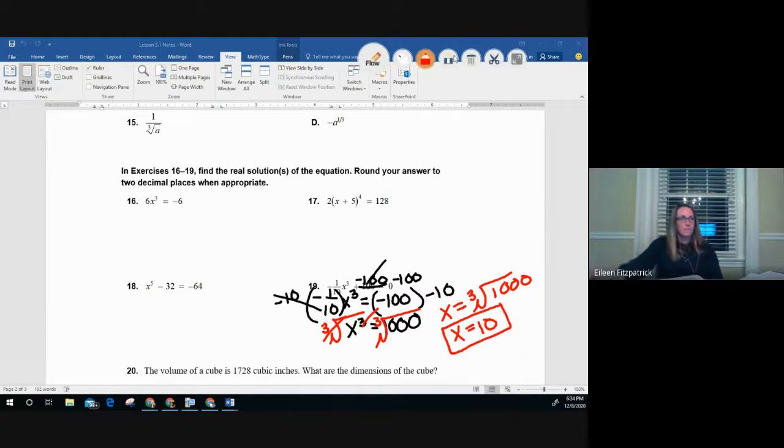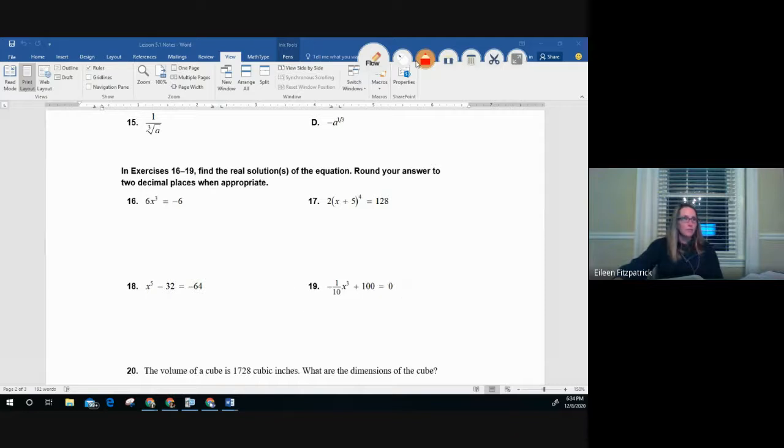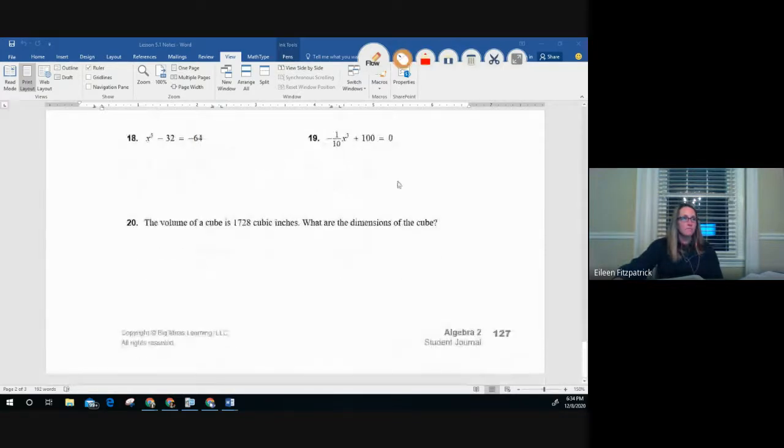All right. And the last problem says the volume of a cube is 1728 cubic inches. What are the dimensions of a cube? Well, a cube has all the same lengths for all sides, right? All the sides are congruent if it's a cube. And the volume formula to find a cube is length times width times height.